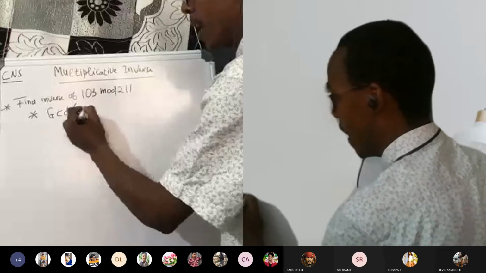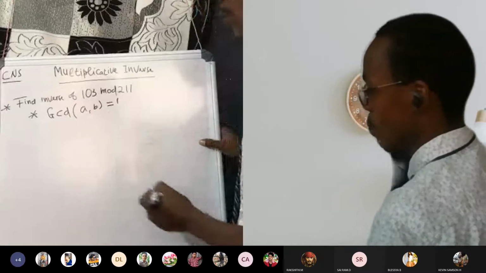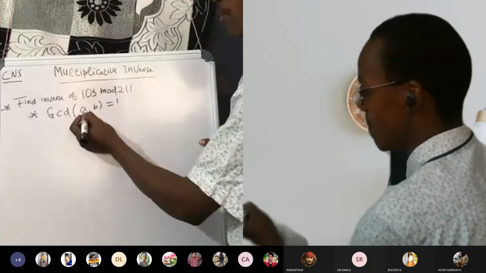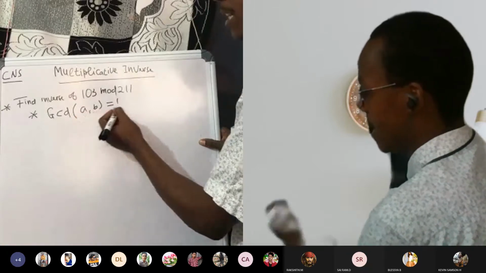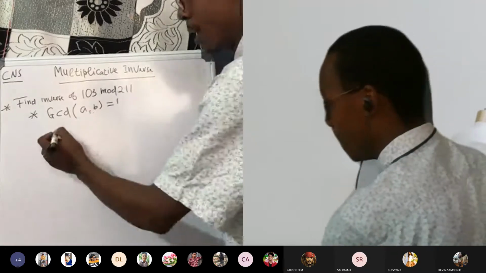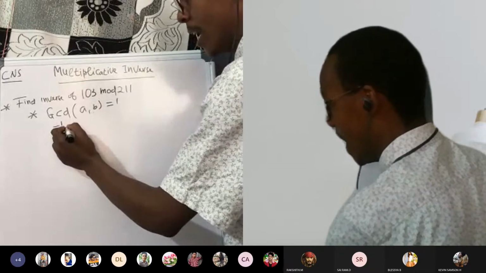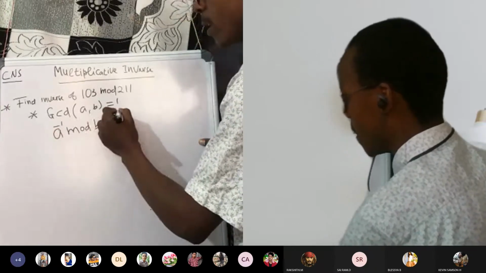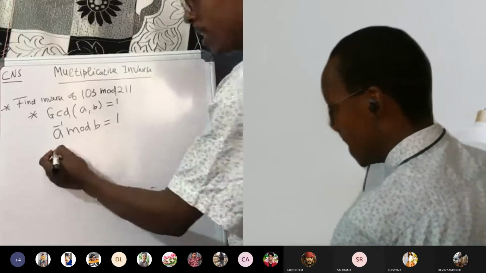it is when the GCD of A, B is equal to 1. When the GCD is equal to 1, then you know that those two positive integers, A and B, can have the inverse. Why? Because for the inverse of A mod B, it should give us 1. This is the multiplicative inverse.